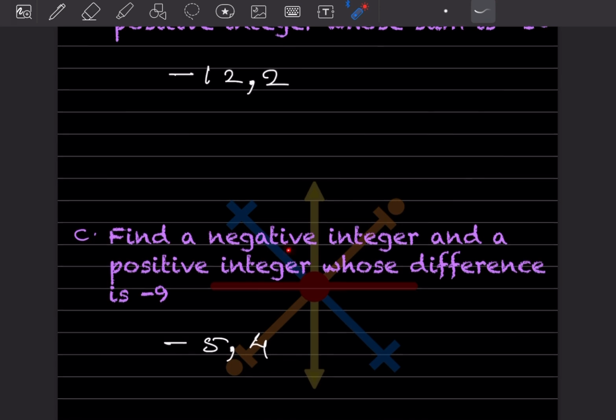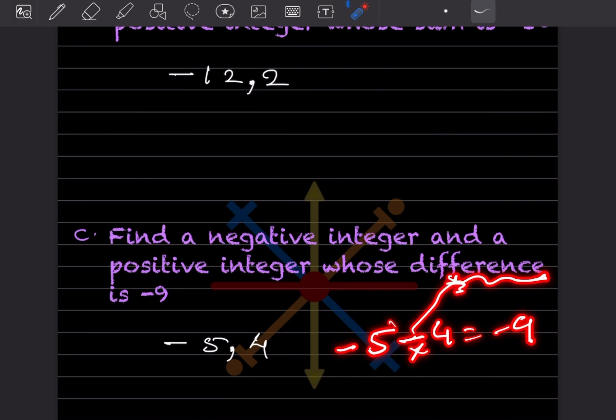Find a negative integer and a positive integer whose difference is minus 9. One negative and the other should be positive, and whose difference is minus 9. So be careful with this one. Minus 5 minus 4 is equal to minus 9. When you are writing the integers, you don't have to write this minus, because this is to show the difference. So minus 5 and 4. So you have to be careful with this one.